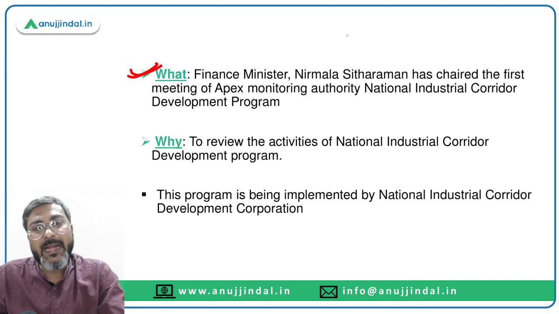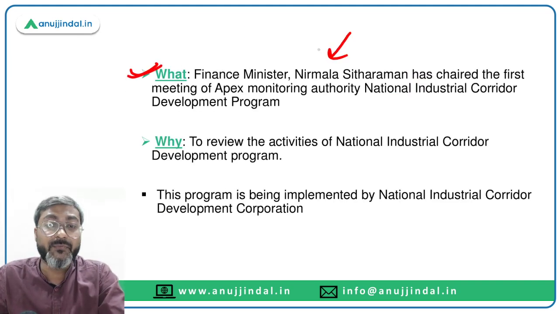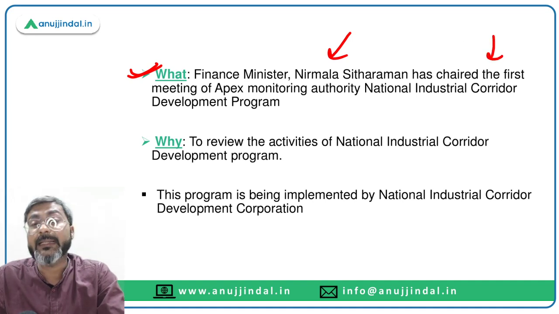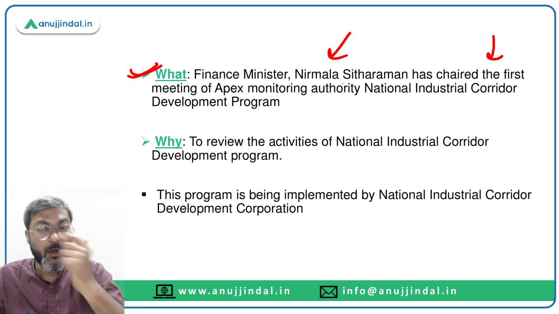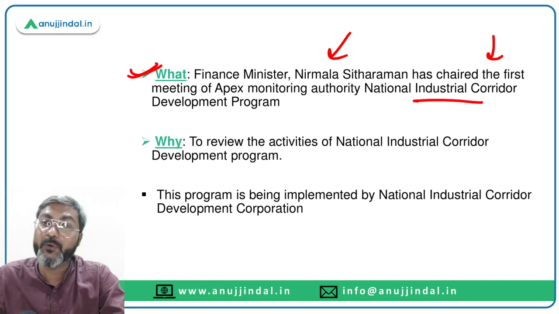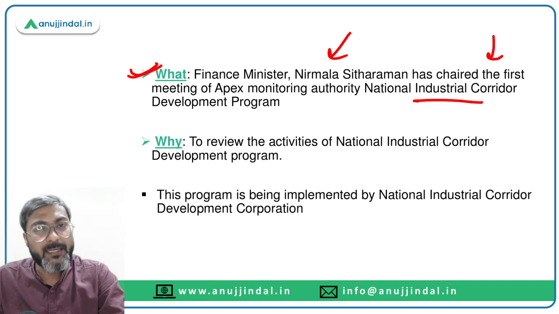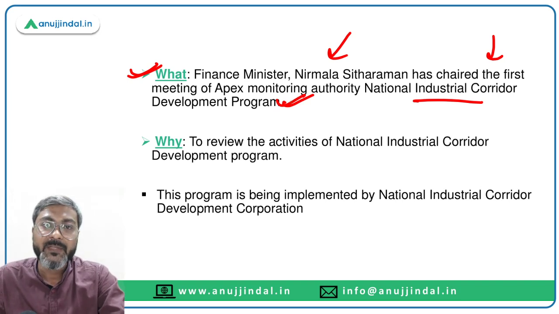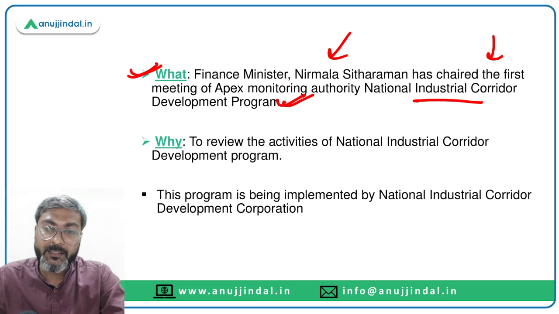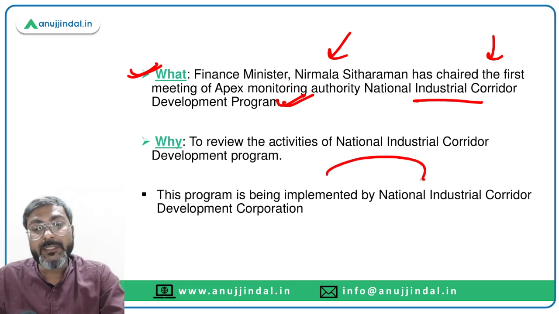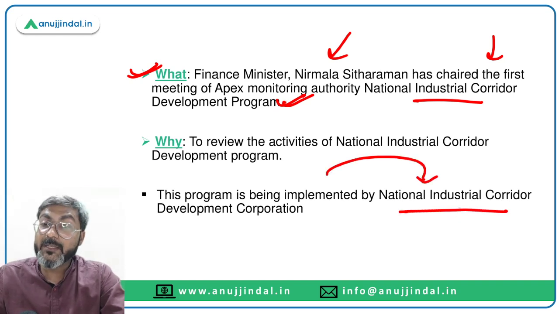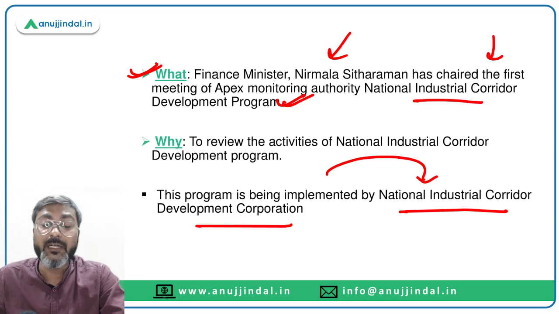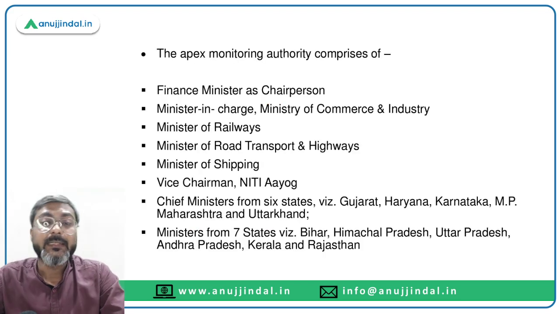So the news is that the Finance Minister Nirmala Sitharaman has chaired the first meeting. So this was the first meeting, and that is why it is the important part, right? First meeting of Apex Monitoring Authority of National Industrial Corridor Development Program. Now this meeting was conducted to review the progress of this particular program, which is an industrial corridor infrastructure development program being implemented across the country, right? And as the question already told you, this program is being implemented by National Industrial Corridor Development Corporation, okay?